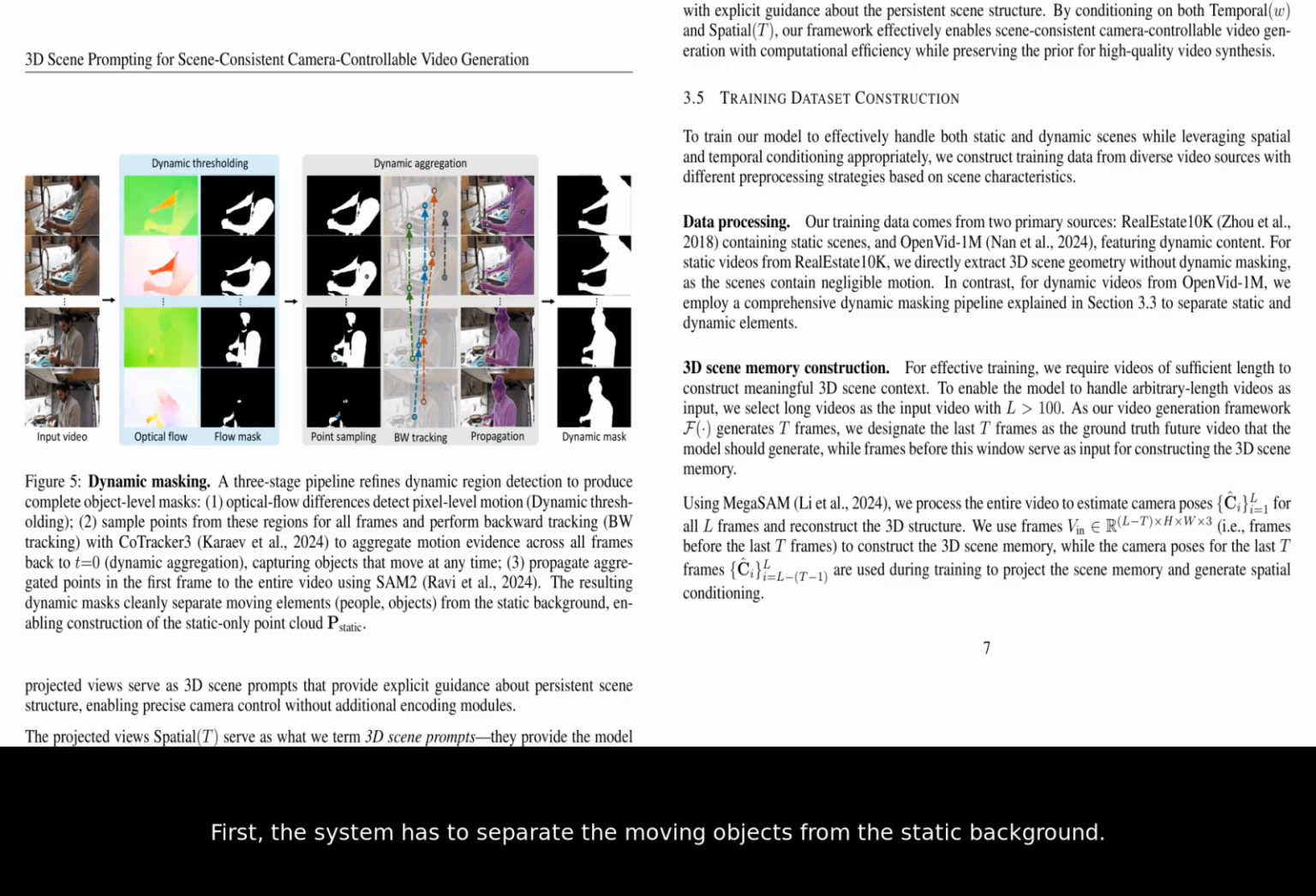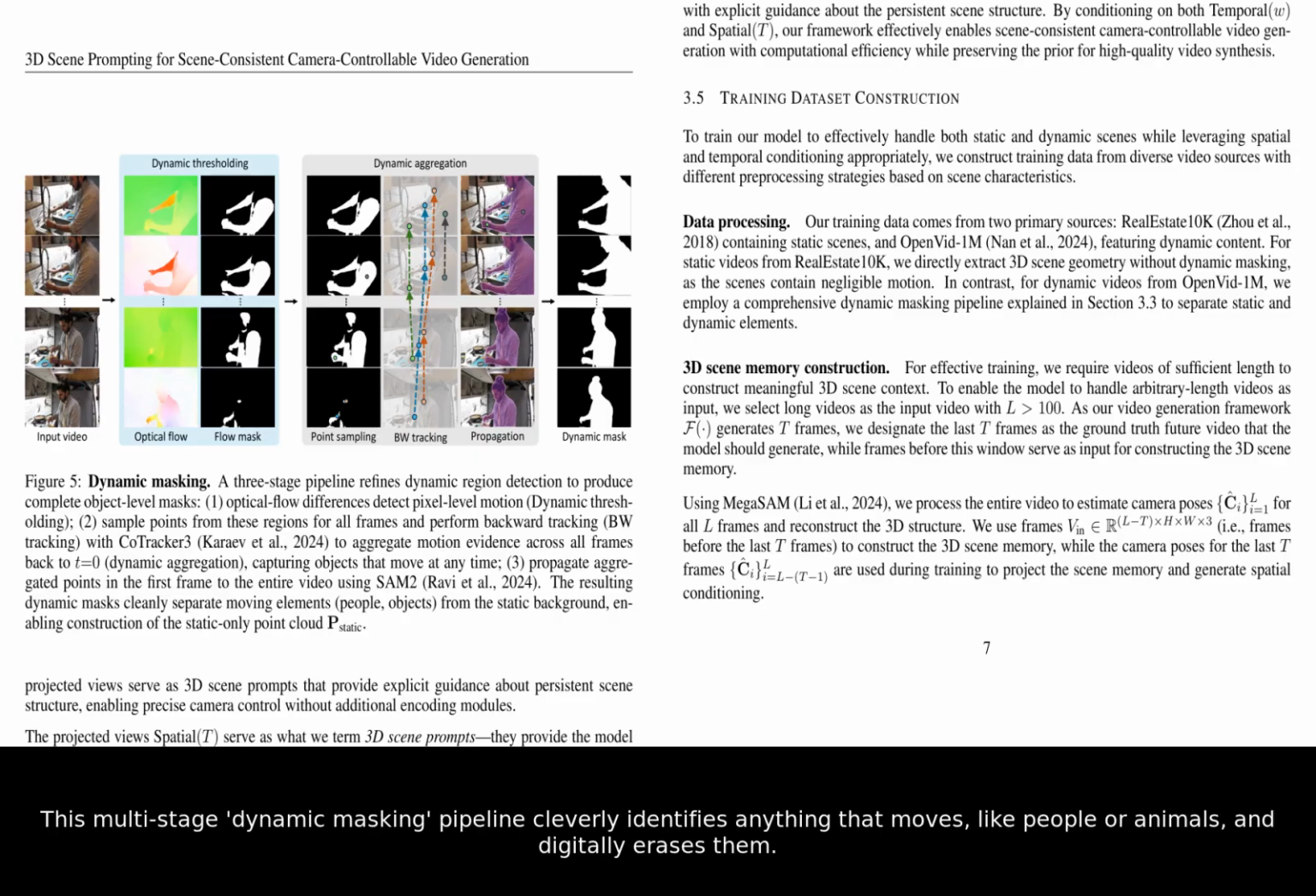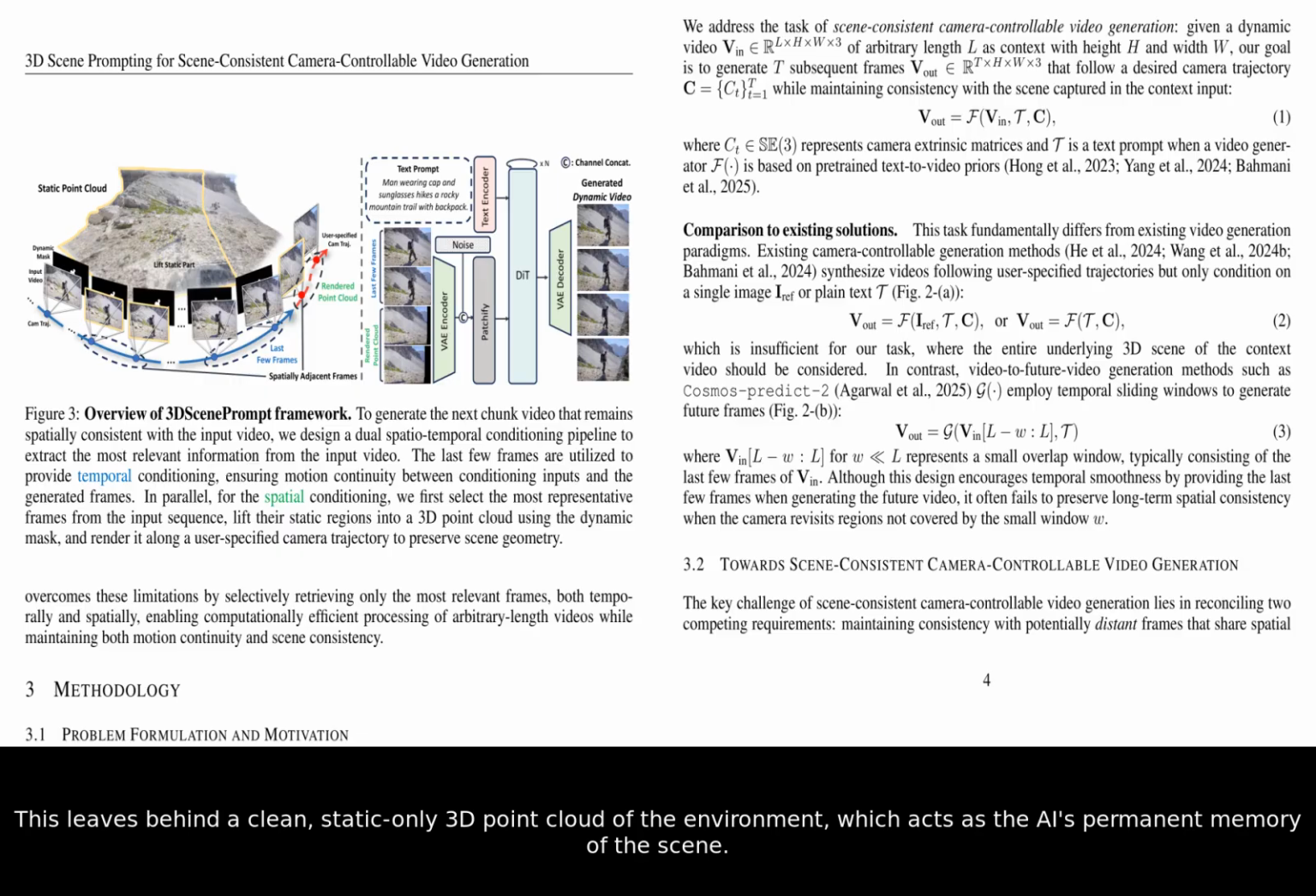First, the system has to separate the moving objects from the static background. This multi-stage dynamic masking pipeline cleverly identifies anything that moves, like people or animals, and digitally erases them. This leaves behind a clean, static-only 3D point cloud of the environment, which acts as the AI's permanent memory of the scene. When it's time to generate a new video clip from a specific camera angle, the system renders an image from this 3D memory.